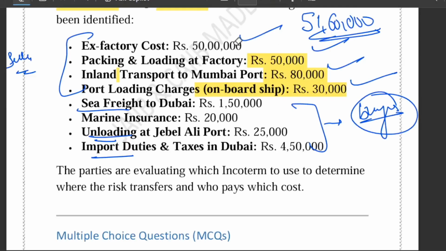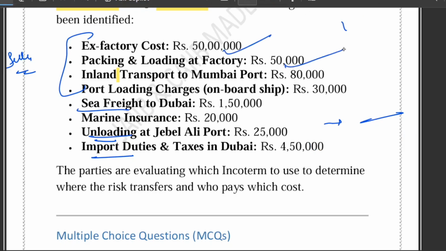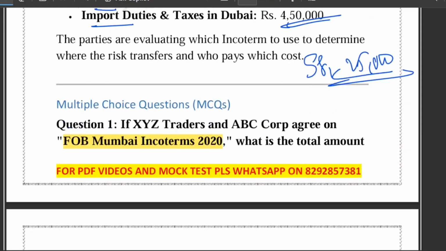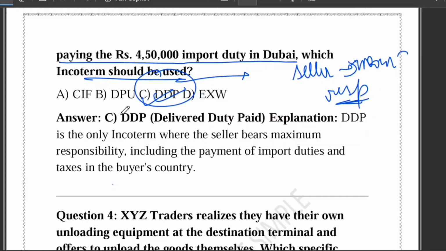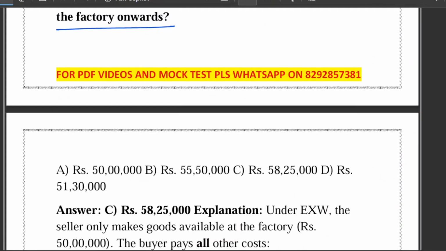So if the Incoterm is EXW, what will the buyer pay? See, the buyer will pay the ex-factory cost, this one, packing and loading, this one, import, this one, everything the buyer has to pay. If you add all of them, this will give you 58,25,000. So the buyer has to pay this because it is EXW. So here the seller has minimum risk and the buyer has the maximum responsibility. The answer is 58,25,000.